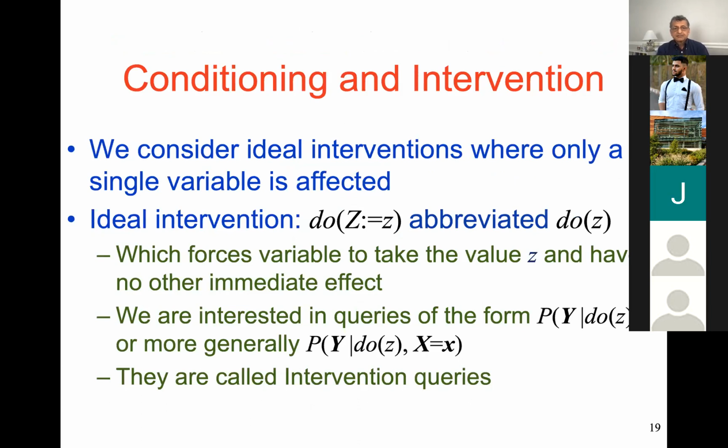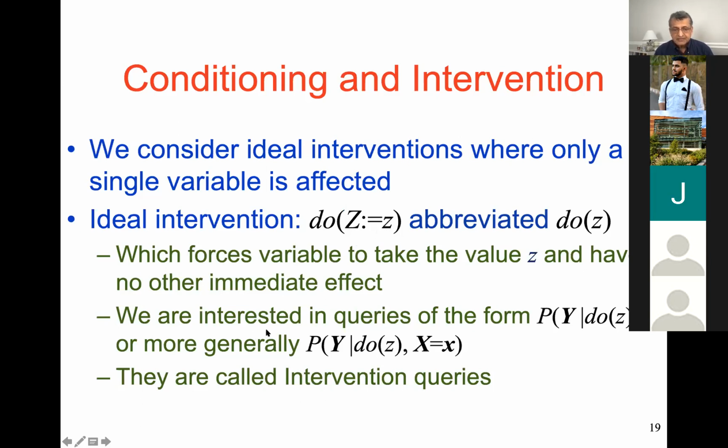Conditioning and intervention. We consider ideal interventions where only a single variable is affected. So we look at this thing called ideal intervention. We say do Z gets the value. Z is the random variable, and lowercase italic z is the particular value. So we say set, abbreviated as do of z, which forces the variable to take the value z and have no other immediate effect. We force it.